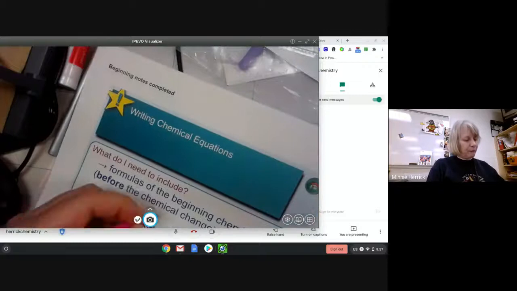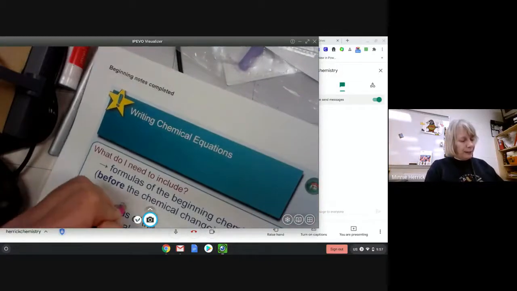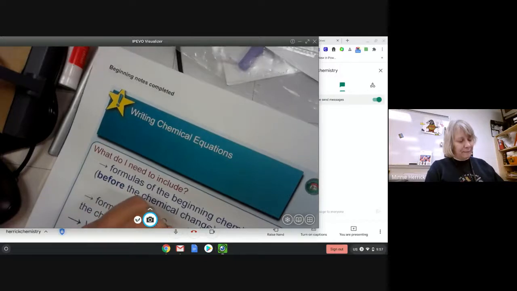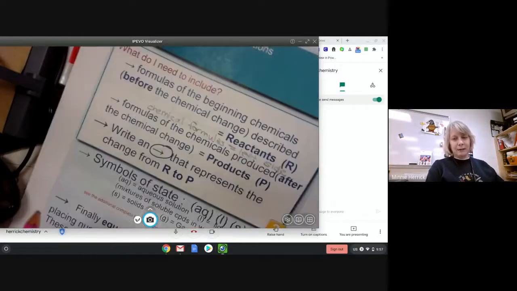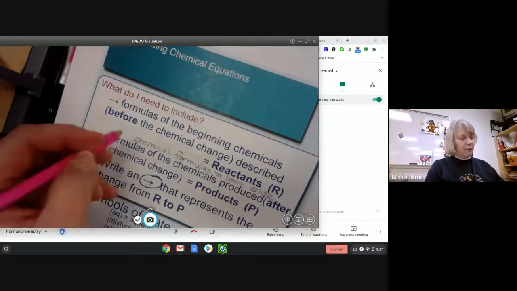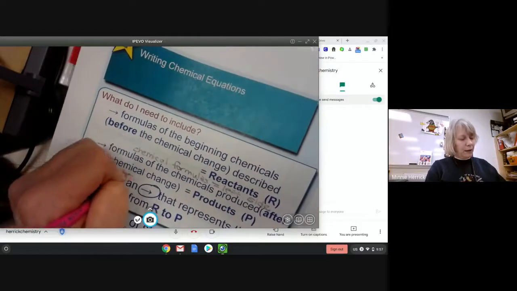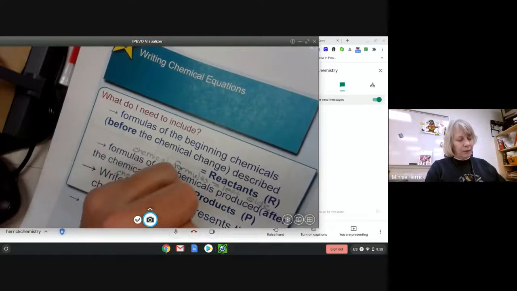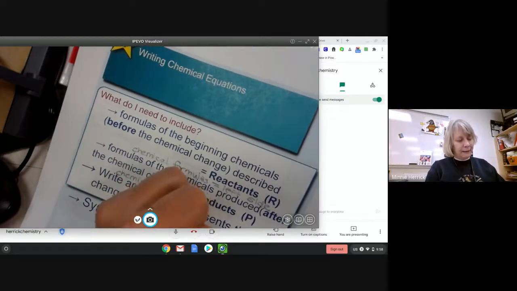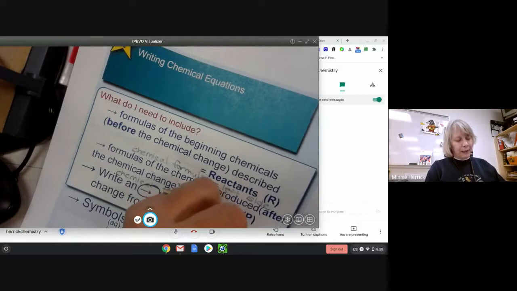We're going to have chemical formulas that are at the beginning. They're going to be on the left side of the arrow, and they're going to be reactants, okay? And then we're going to have chemical formulas that are on the right side. That's going to be your products.